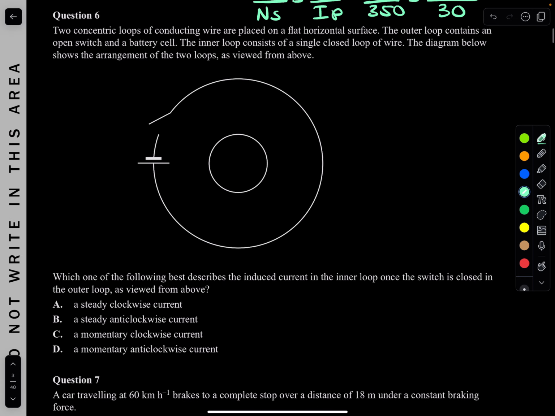Done. Question 6. The two concentric loops of conducting wires are placed on a flat horizontal surface. The outer loop contains an open switch and a battery cell.